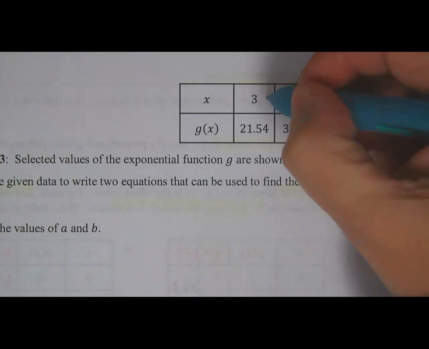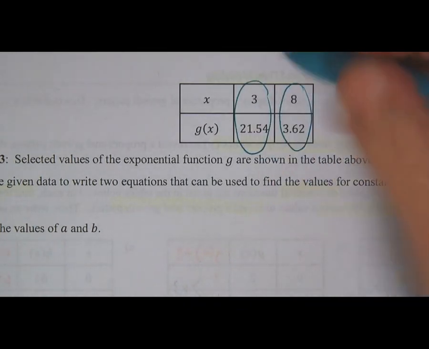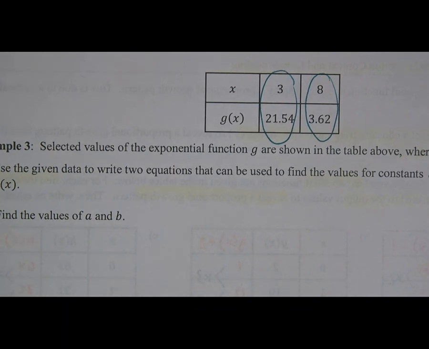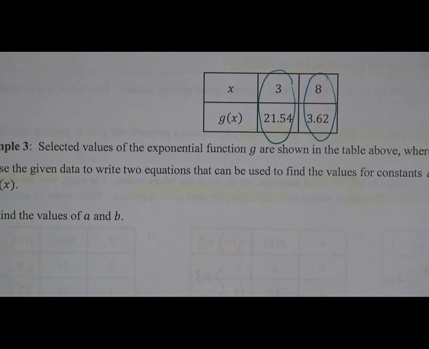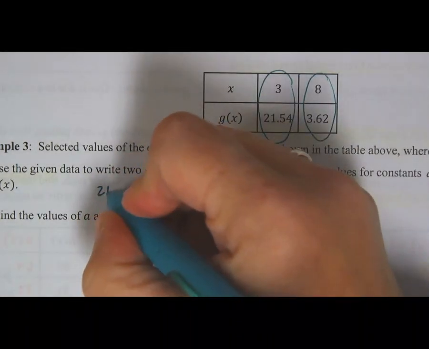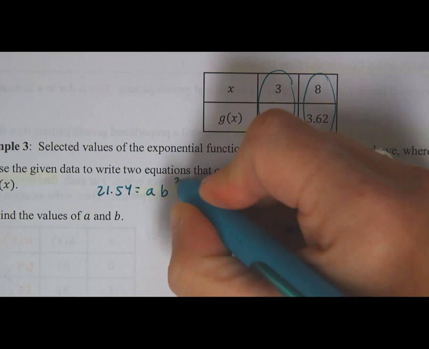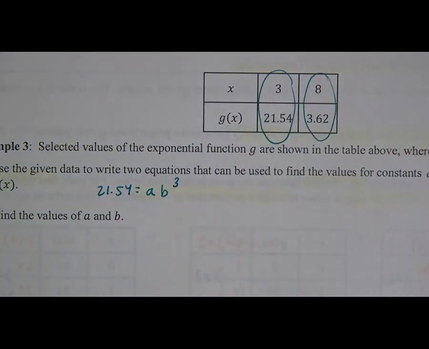How can I use these two? Think of them as ordered pairs or input-output values. What would my 2 equations look like? Anybody want to tell me what the first one would be? There's one equation.